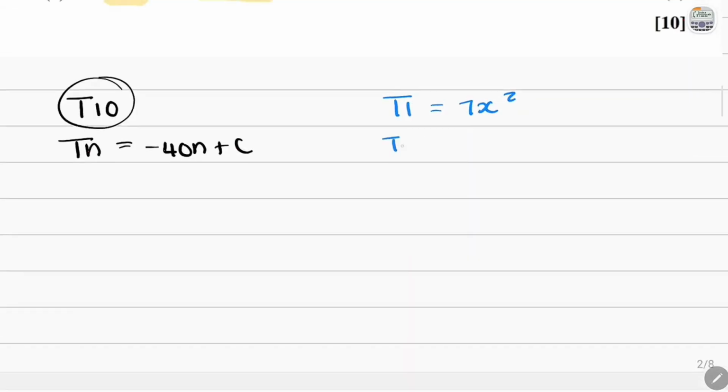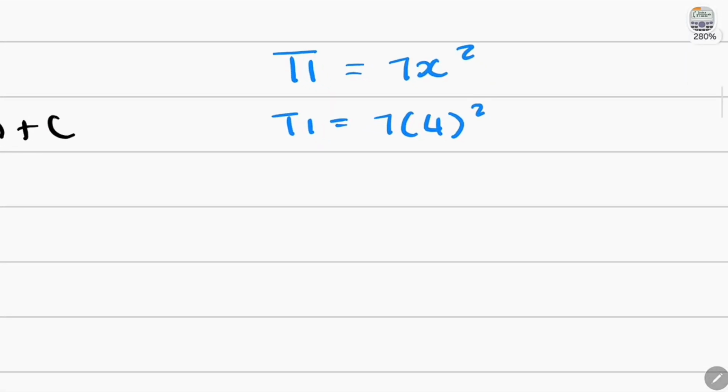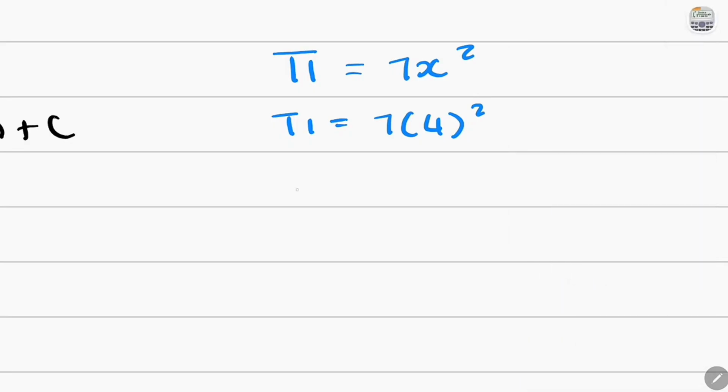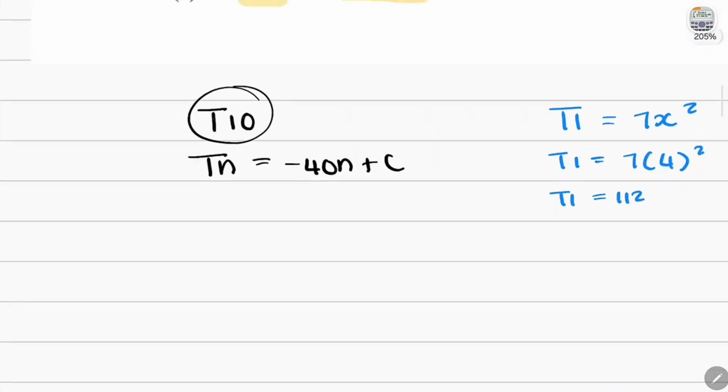So this means that term 1 is simply 7 times 4 all squared. And that is going to be 16 times 7. 16 times 7 is 112. So term 1 is equal to 112. And we can use this info here. So we are saying term 1 equals, and this is just to find c. Okay, term 1 is equal to negative 40.